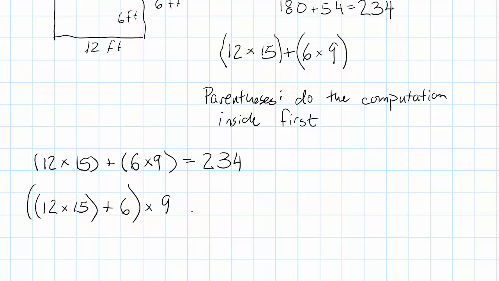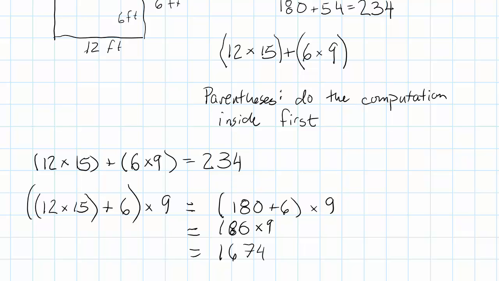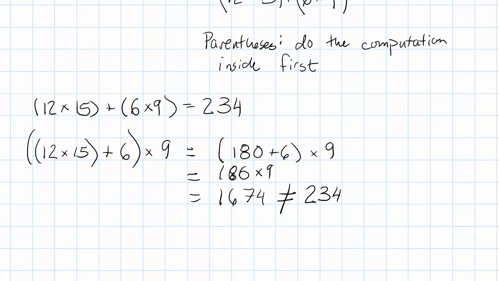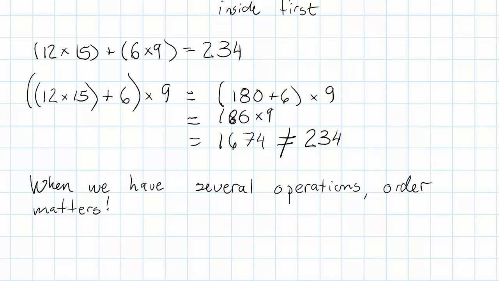Well, 12 times 15 we said was 180. 180 plus 6 is 186. And 186 times 9 sounds like a job for a calculator. We get 1,674. And that's totally different from 234. Right, we write that as not equal to 234. So it does make a difference. When we have several operations, the order in which we perform them matters.